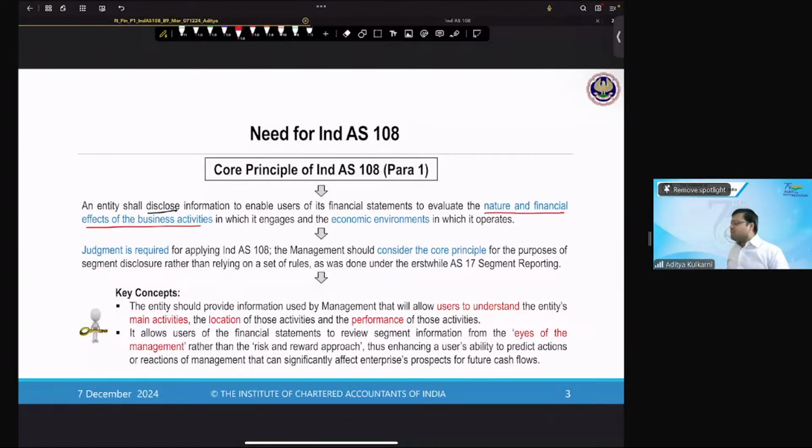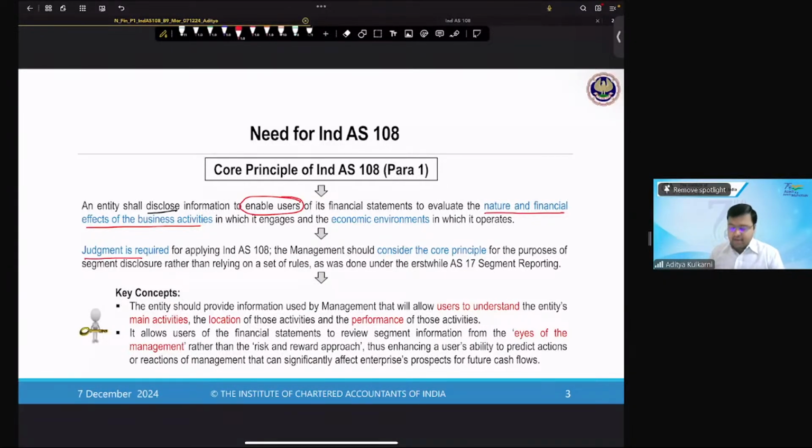Okay. So we have numerous such businesses where we operate. We have numerous customers we cater to. We have numerous geographical segments we cater to. So all these things have to be disclosed. So it intends to enable the users to evaluate the nature and financial effects of the business activities in which it engages and the economic environments in which it operates.